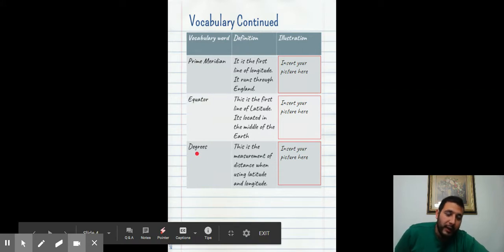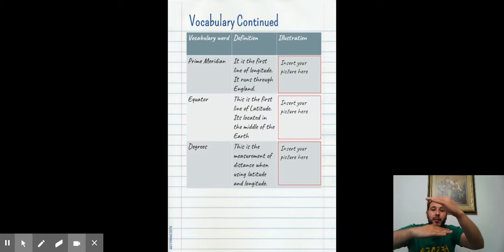Now the degrees, that's how they measure them. So right here is zero, and then if you go up, it's north something, north something. If you go down, it's south something, and with the longitude also. So if you go this way, it's west. If you go this one, it's east.